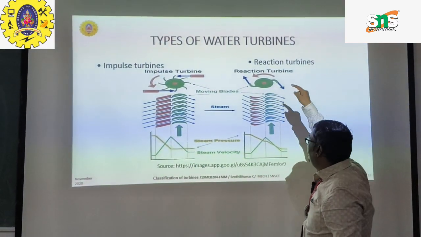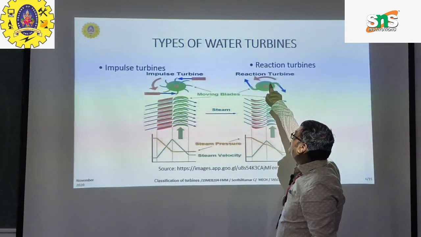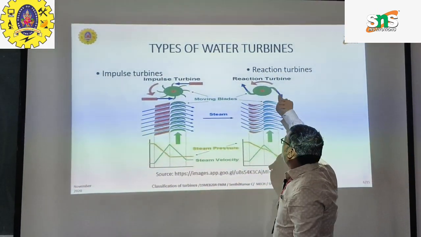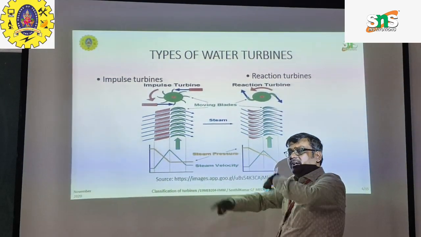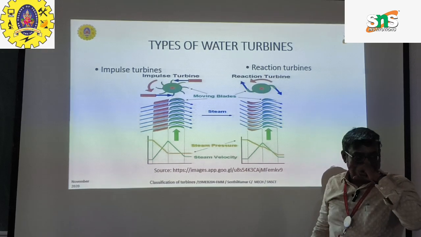Likewise, when the fluid is going inside, it will try to escape. The escaping path is this one and this one. When it comes out this side, it will start rotating. That is called a reaction turbine. It will have a setup like this. Next slide.